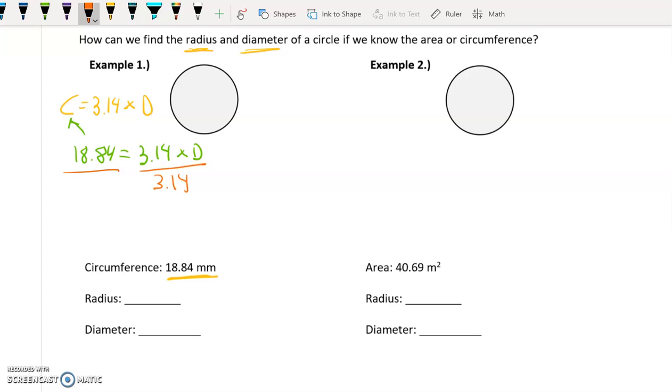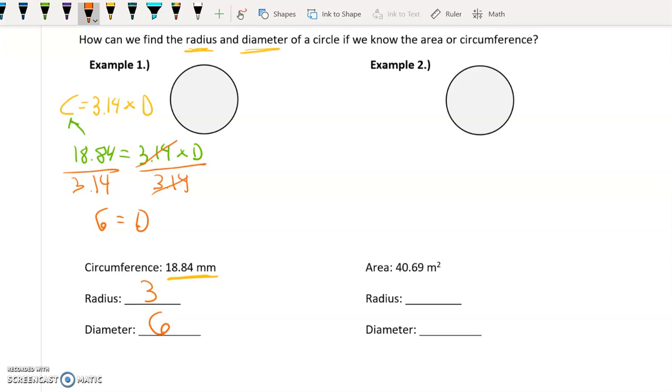So if I divide both sides by 3.14, over here the 3.14s will cancel each other out. And on the other side, I have to calculate that: 18.84 divided by 3.14 gives me 6 to be my diameter. So I can come down here and write 6 for my diameter. That now allows me to find my radius, which is going to be exactly half, to be 3.